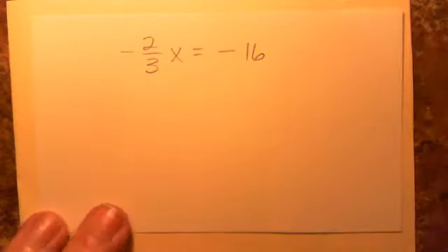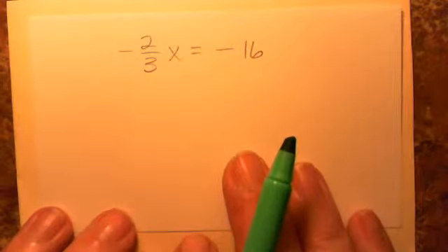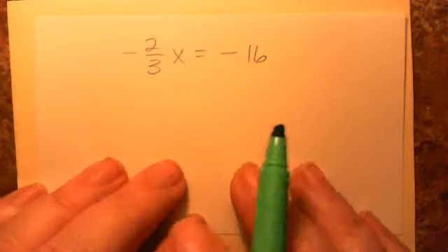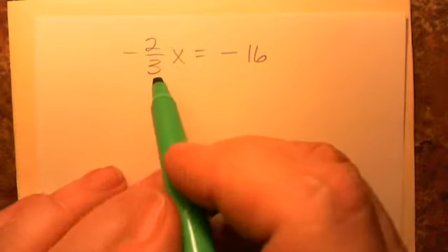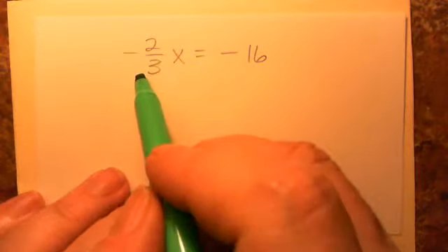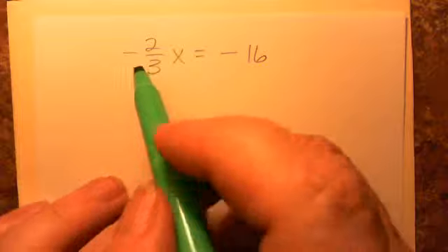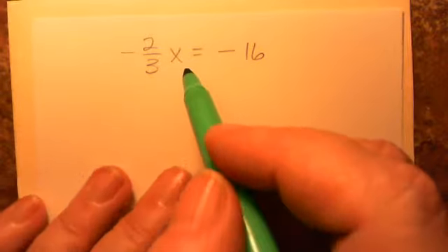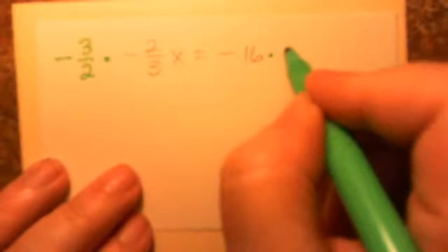Let's work another one with fractions. Okay, for this one, it's similar to the one we just looked at. We just need to get x by itself by multiplying by the reciprocal. Now, this is a negative fraction, and so the reciprocal will also be negative. So we need to multiply by negative 3 over 2 on both sides, times negative 3 over 2.